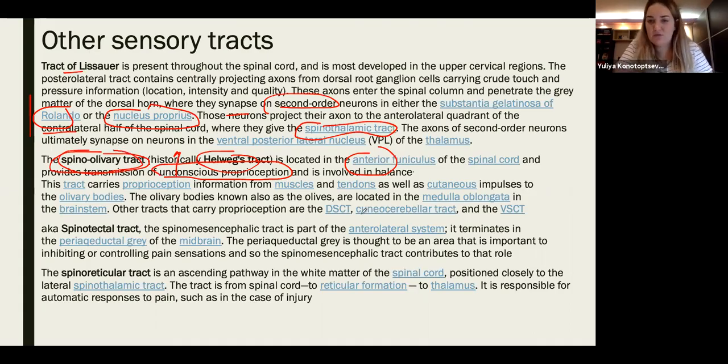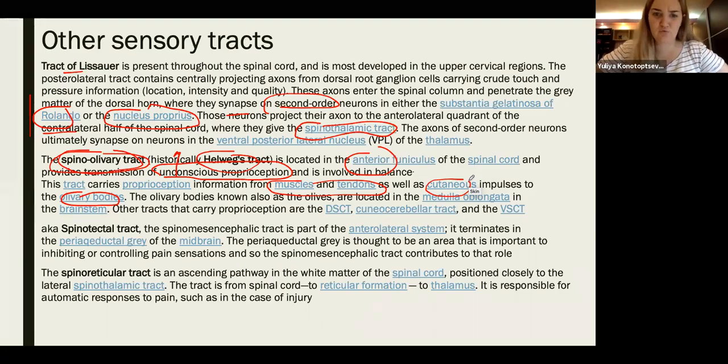So spinocerebellar tracts are going to be there as well. So that's the most important thing. Remember that this information is going to the olivary bodies. These olivary bodies are located in the medulla oblongata. And the information is from your muscles and tendons and skin, just your general position, where you are. So if I'm sitting right now and I want to get up, I don't need to think that I need to contract my flexors of the legs. I don't need to do so. It's done for you. That's the unconscious proprioception, thanks to the spino-olivary tract.